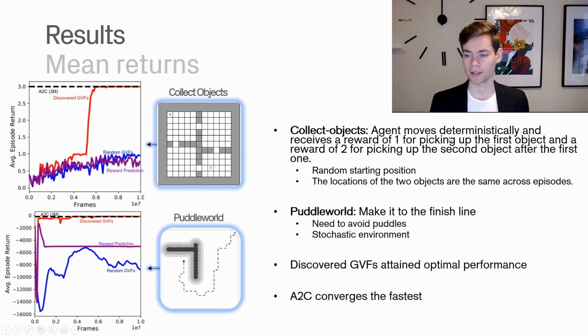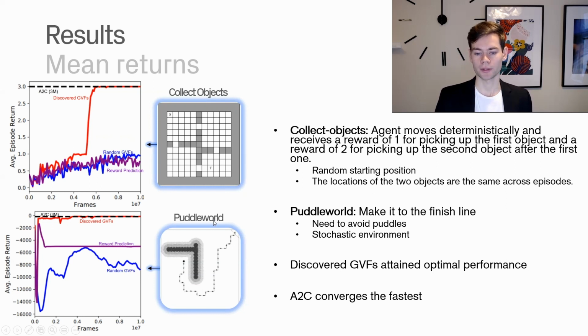And we can see here that it gets a reward of 1 for picking up the first object and a reward of 2 for picking up the second object after the first one. So you need to do it in the right order. And as I said, the starting position is random, but at least the environment is deterministic. So you get to move around here and then you need to select them in the appropriate order.